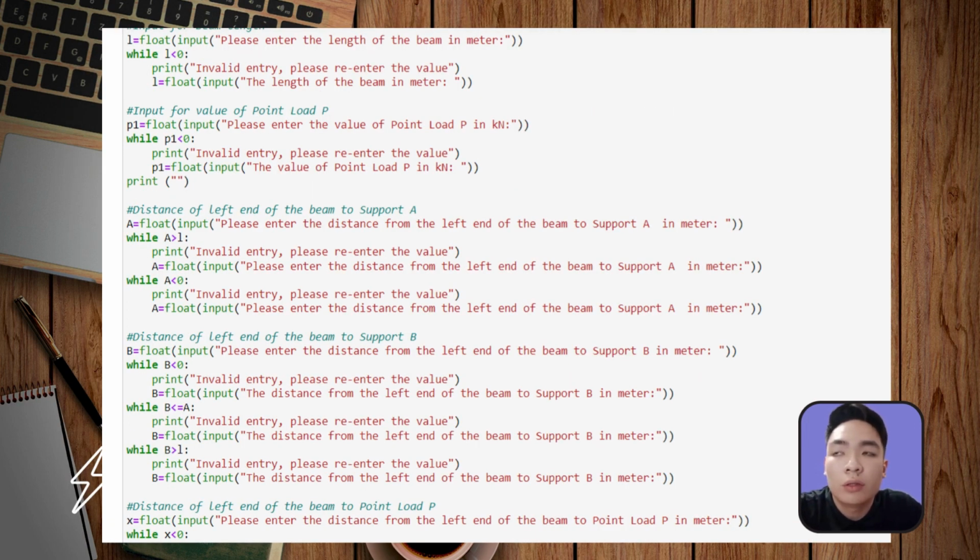Next, the coding continues with the value for the point load P, and the coding for the length of the beam from support A to support B, and to the point load P. As you can see also, for a wrong entry, we have to re-enter the value.